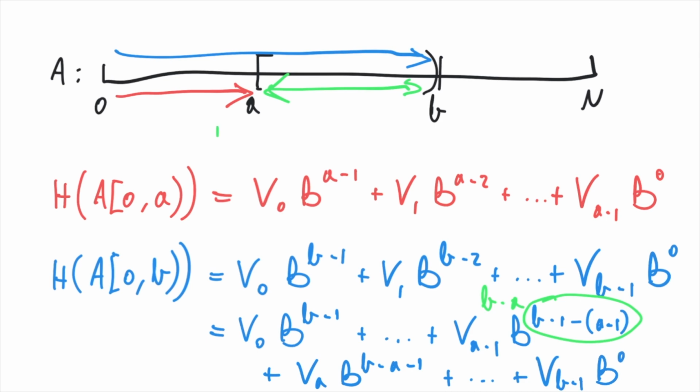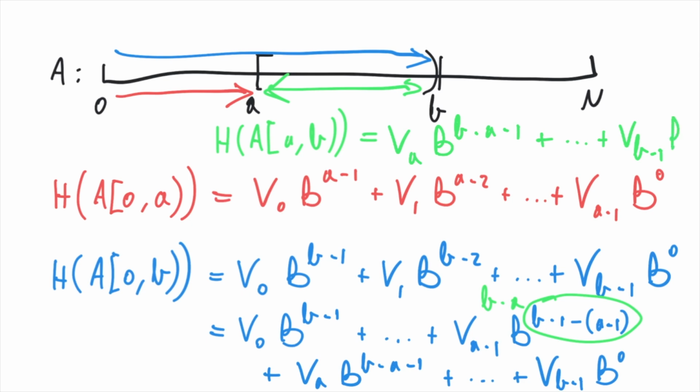Now you should see that the hash of the string from A to B is nothing else than the value at position A to the power B minus A minus 1 plus, and so on until the value at position B minus 1 base to the 0. So it's essentially this part that we have as the second part of the hash from 0 to B. Meanwhile, the first part that we had here is related to the hash from 0 to A, but we had this extra factor of the base to the power B minus A.